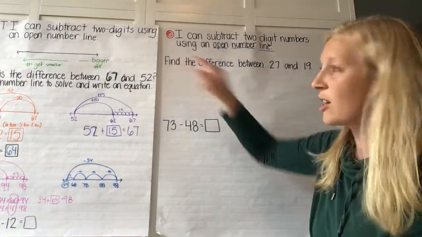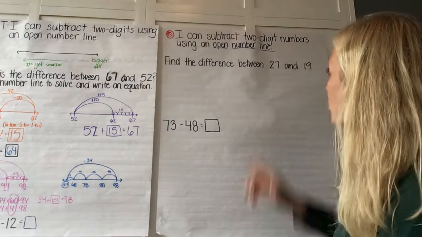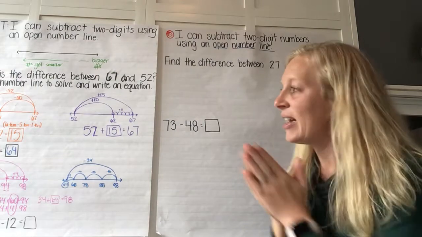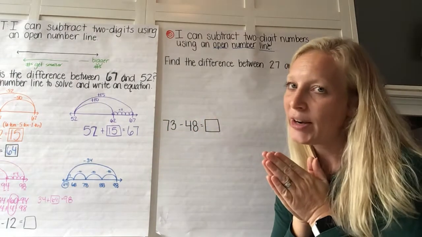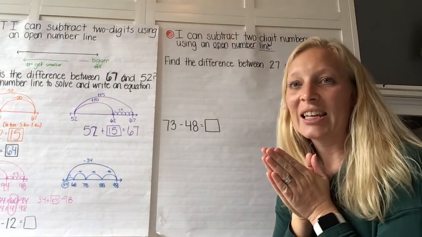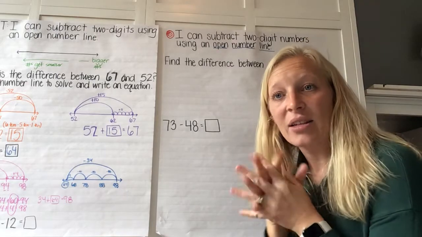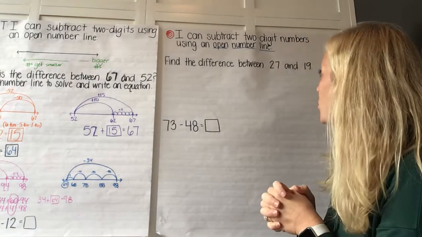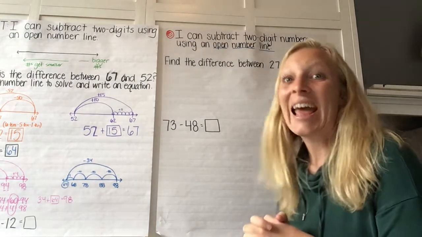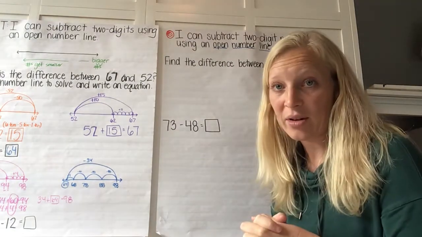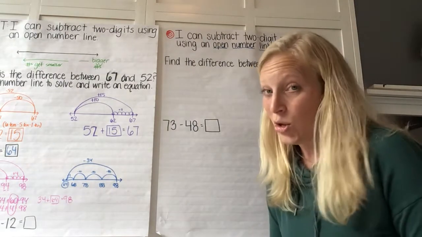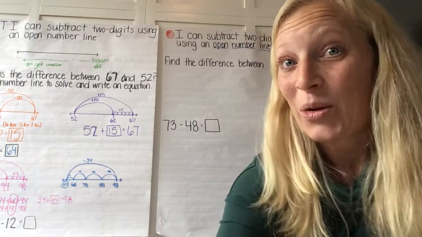So we're going to start off finding the difference between 27 and 19. Again, always take a peek at that public record from the day before to give you some guidance in how you're going to solve your problems today. Finding the difference between 27 and 19. And yes, I want you to use your open number line. And I want you writing an equation to match that number line. You all might not all be subtracting, so let's go ahead and get started.